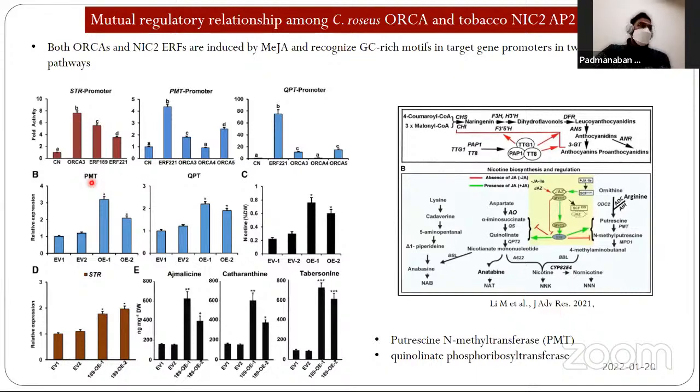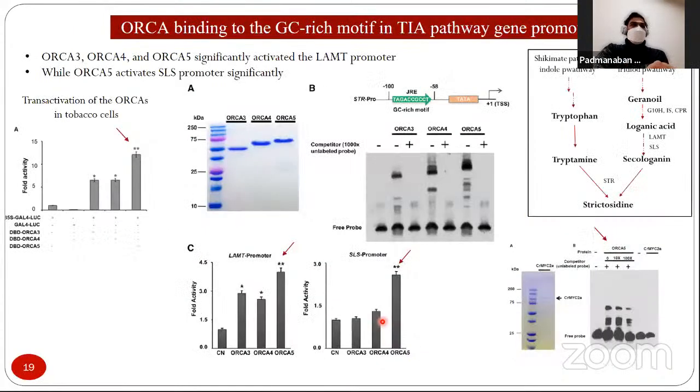Then they found that ERF221 in tobacco, and also ORCA3 from Catharanthus roseus, similarly bind to this particular promoter family, and they also have the G-box domain sequences. These promoters activate the production of the particular metabolites they are looking for. So this is one example of how they found it.